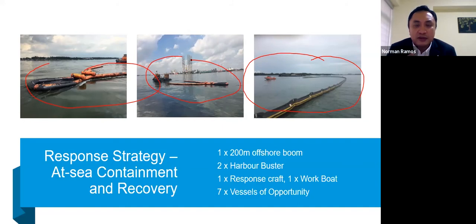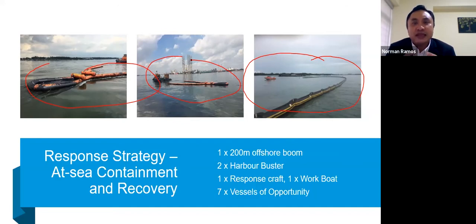I would like this webinar to tell the participants that when you are thinking about prioritizing, when you are thinking about which assets need protection, you should not only consider the environment, but also potential businesses or socioeconomic assets that might be disrupted as an effect of an oil spill.